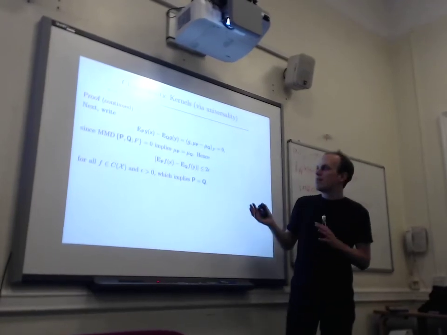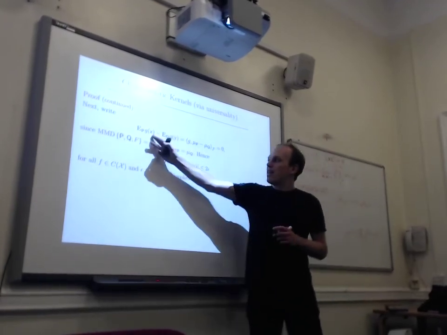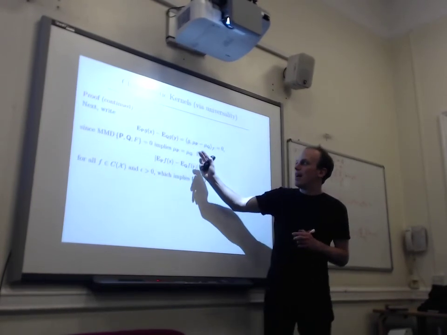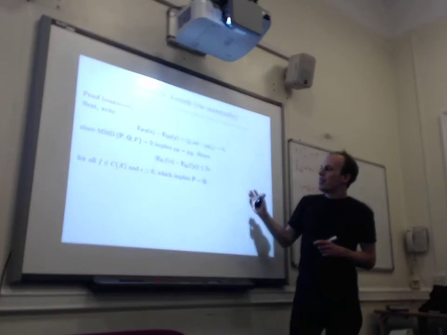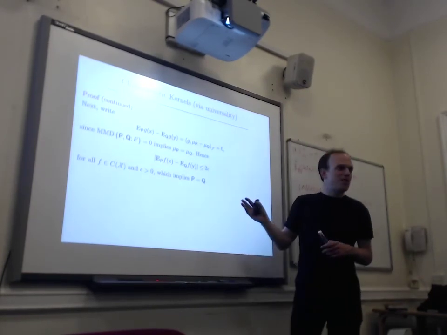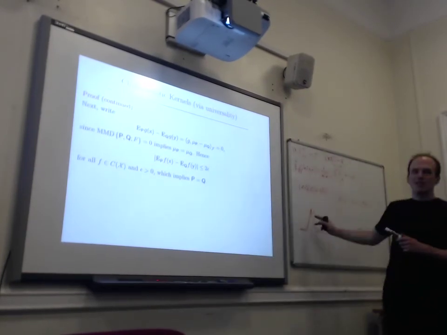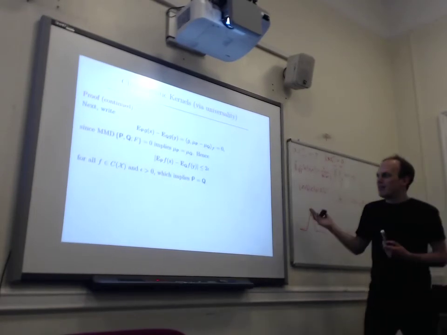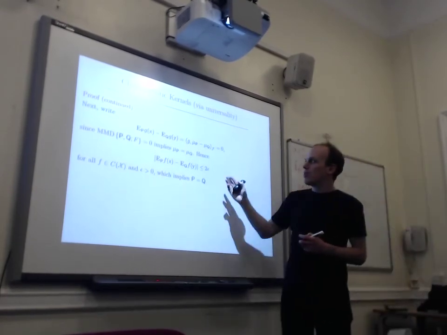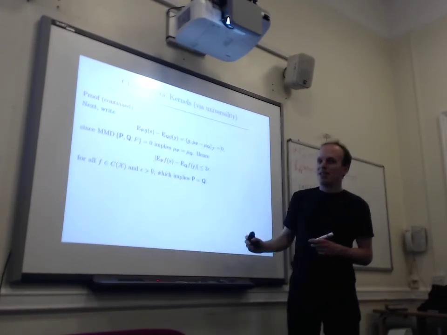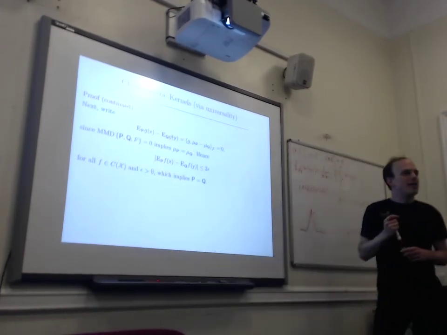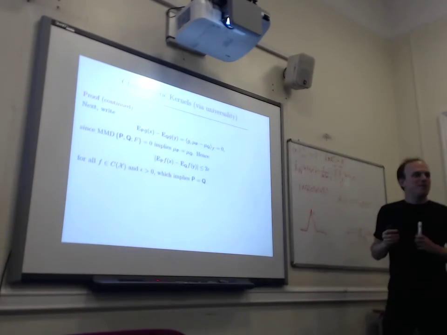So basically, what I can show is that as long as the distance between the mean embeddings is 0, and as long as my feature space is rich enough that I can get close to these bounded continuous functions, then I can be sure that if the distance in expected feature means is 0, then P and Q are the same. Okay. So is this argument clear? Yeah.